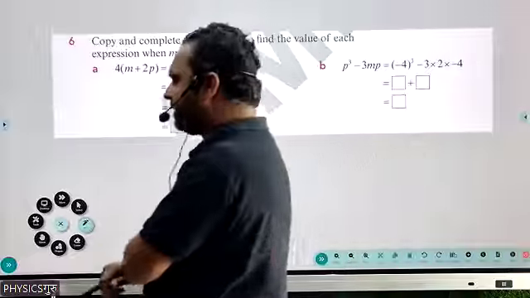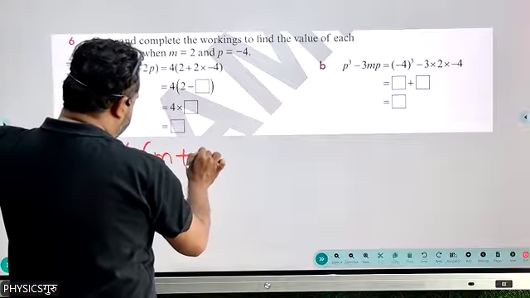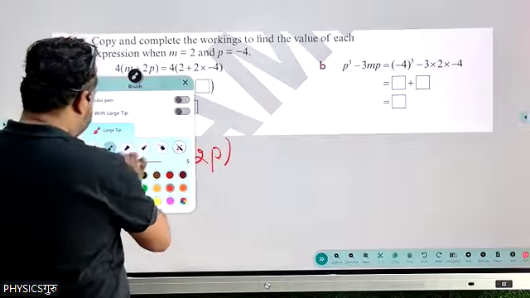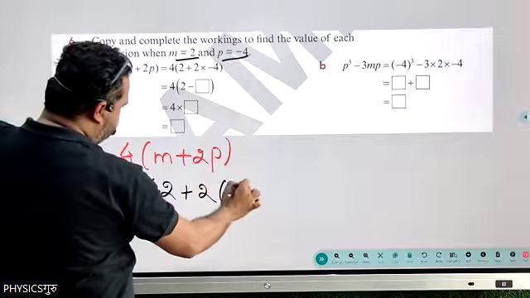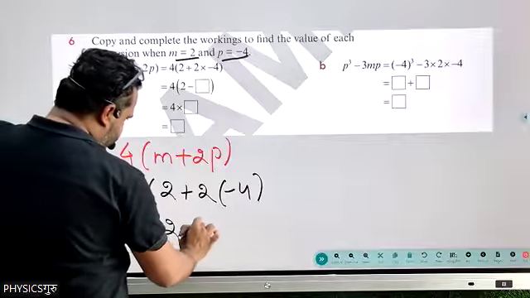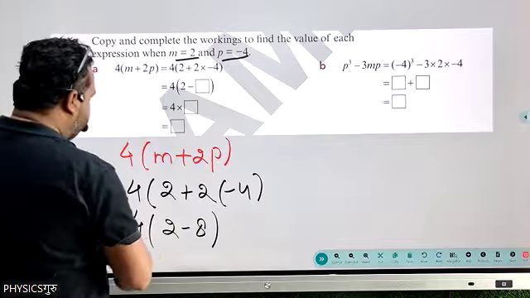For example, this question. So it is 4 times m plus 2p. So it is basically 4. What is m? The value of m is how much? 2, plus 2 times p. What is the value of p? P is minus 4. So it is 4 times 2 minus 4 times 2, which is 8. Now fill in the blank basically.